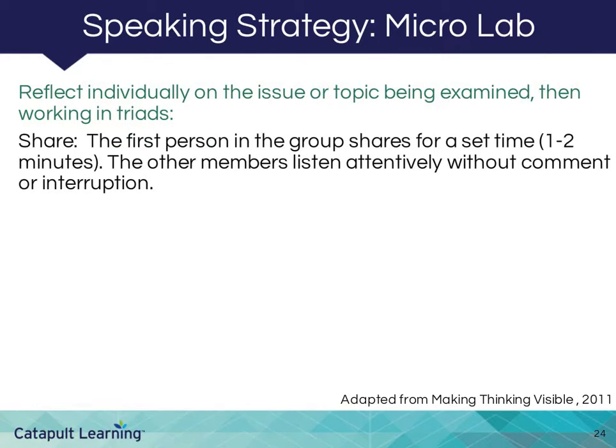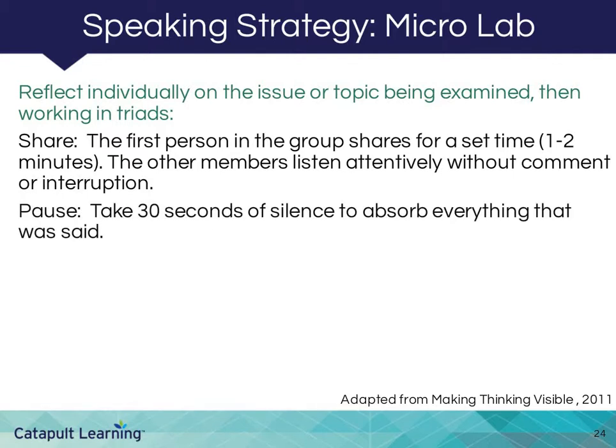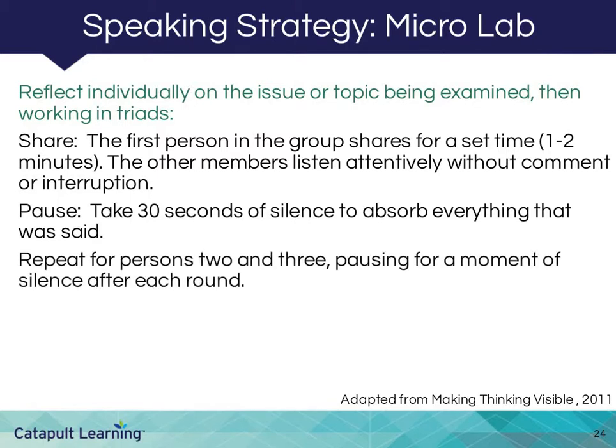Here's how it works. After students are organized into triads, the teacher poses a question or a topic for discussion. The group reflects for 30 to 60 seconds, at which time the teacher may ask them to record their ideas on paper. Then, the first person in the group shares for a set amount of time, while the other members actively listen without talking. The group pauses to take 30 seconds of silence to absorb everything that was said. They repeat this same process for persons 2 and 3, pausing for a moment of silence after each round.